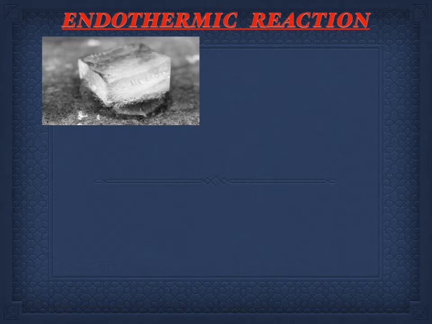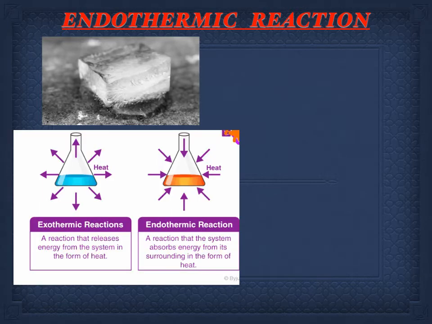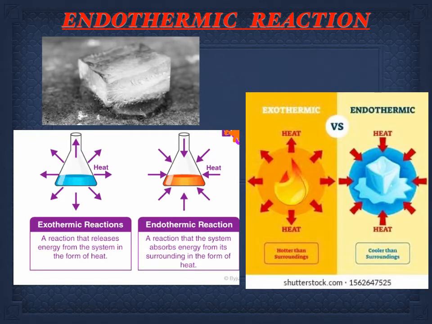Now, endothermic reactions, for example, melting of ice, dissolution of potassium nitrate in water. Heat from outside is absorbed during some physical changes. Such changes or such processes are called endothermic processes. So, what is an exothermic process? A reaction that releases energy from the system in the form of heat. What is an endothermic reaction? A reaction in which the system absorbs energy from its surrounding in the form of heat. We can understand exothermic and endothermic reactions from this schematic diagram.